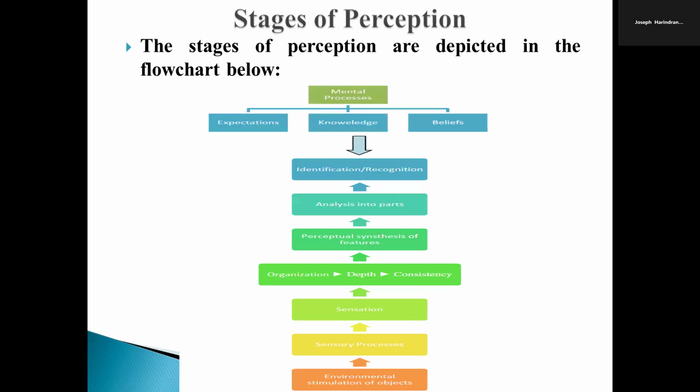The stages of perception are depicted by a flowchart as given below. The mental processes govern everything. There are three things: knowledge, expectations, and beliefs. We expect something, that this might be this or that. Knowledge is knowledge about something. These three things combined together carry out the identification and recognition process.